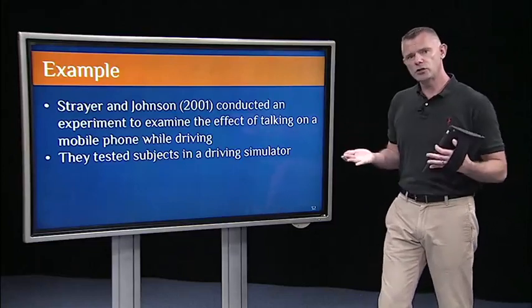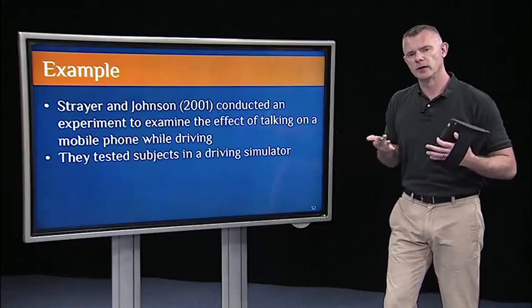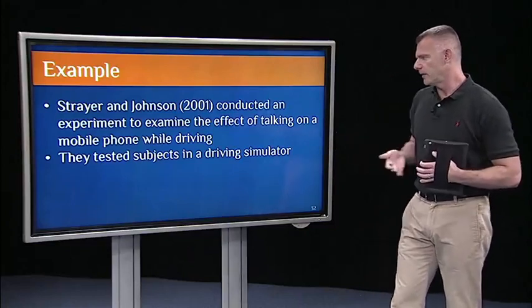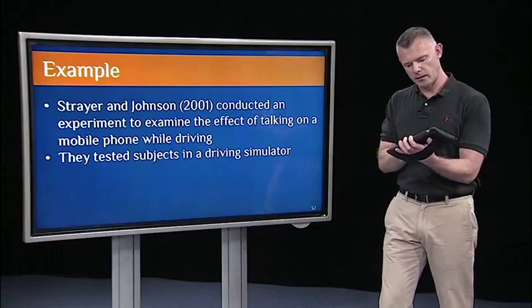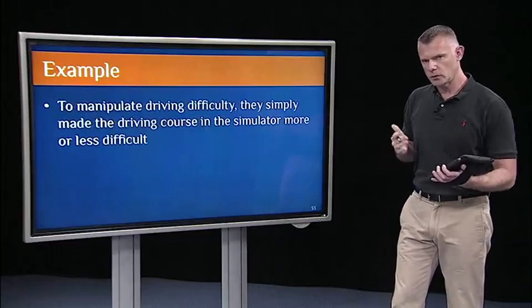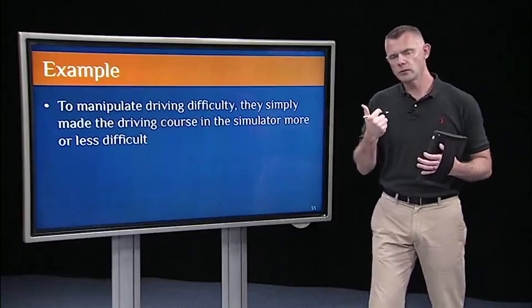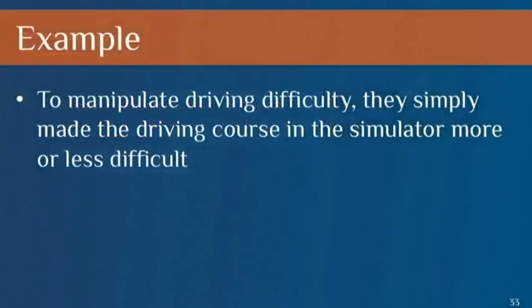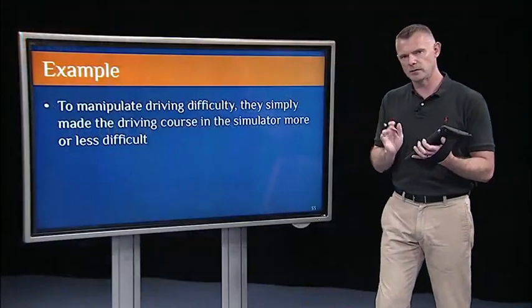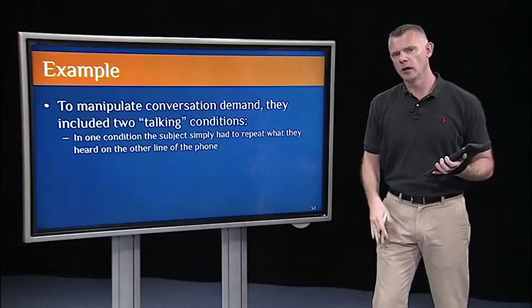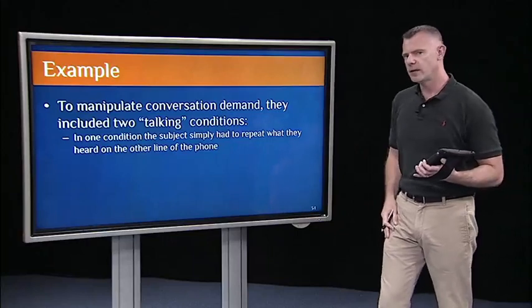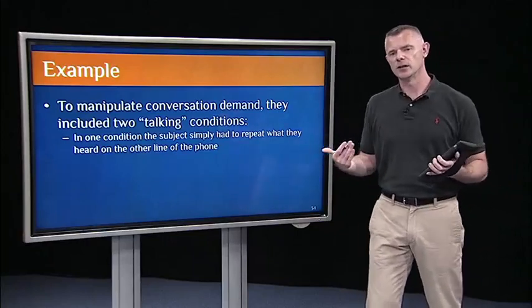So they had two independent variables, remember, because we're doing a factorial ANOVA. And they tested subjects in a driving simulator looking for number of driving errors. So the two independent variables were, one, just driving difficulty. So they manipulated their driving simulator so that it was either a difficult course or an easy course. So that wasn't that interesting. What was more interesting and led to a lot more research was they manipulated the demand of the conversation.